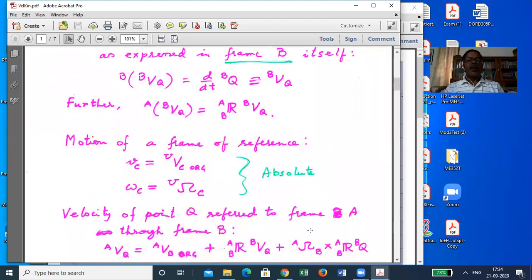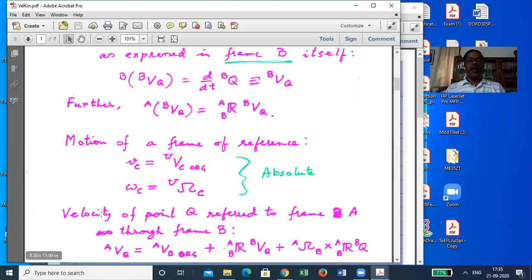Then motion of a frame of reference itself can be described. These are absolute velocities, VC and omega C, linear motion and angular motion. Linear motion of the frame of reference basically means the linear motion of its origin as a point. That is, the velocity of the origin of the frame C as expressed in the universal fixed frame. That is why it is absolute. And similarly, when you take the angular velocity of frame C in the absolute frame, universal frame U, you call it this. So these quantities, small VC and small omega C, are absolute quantities.